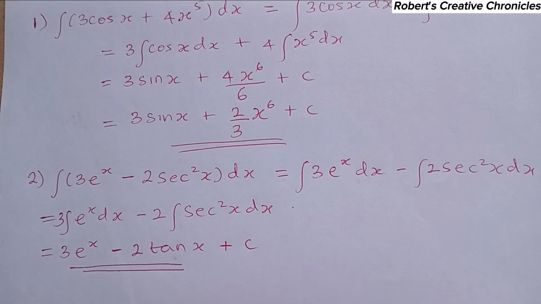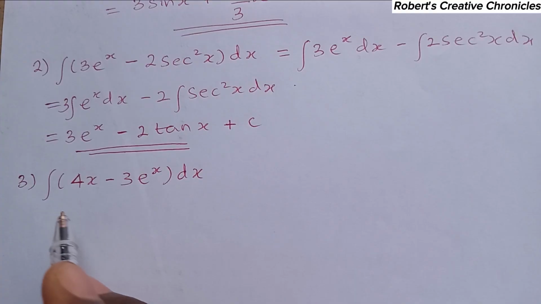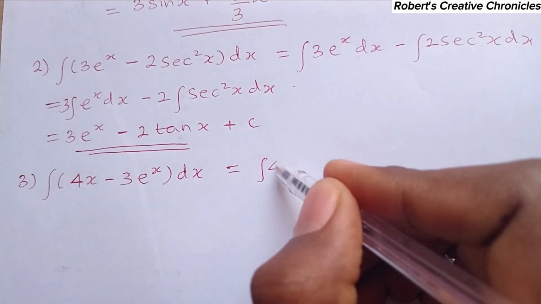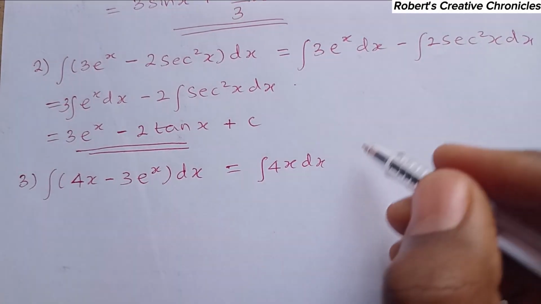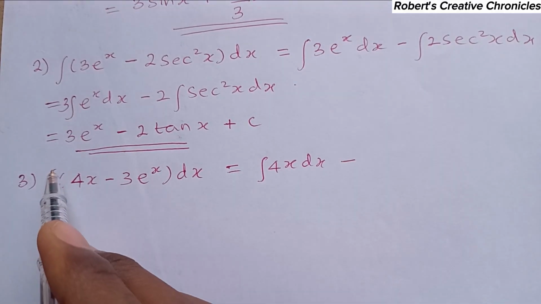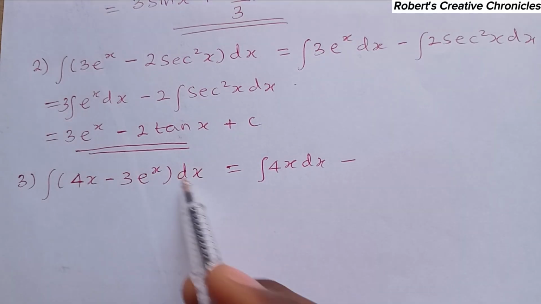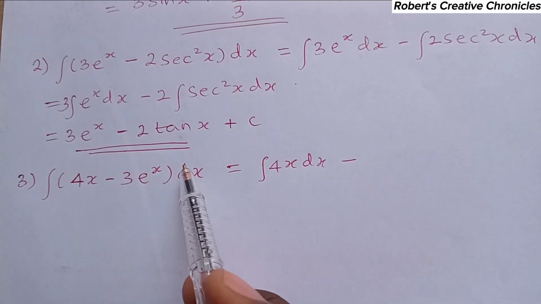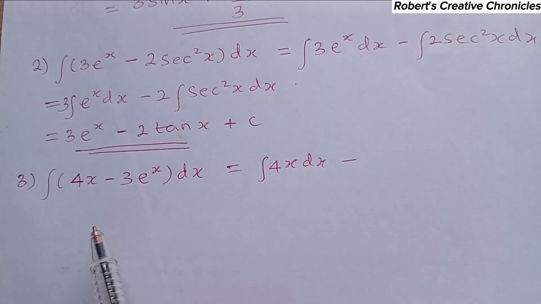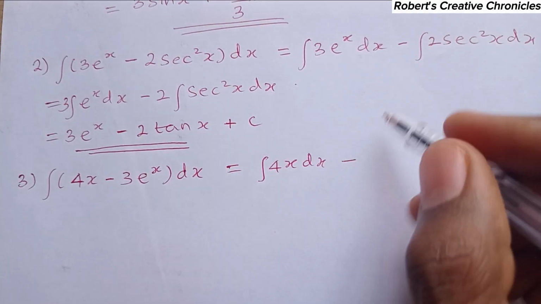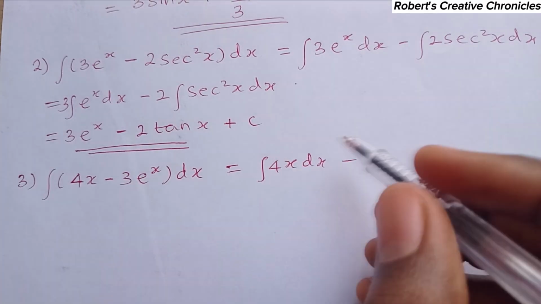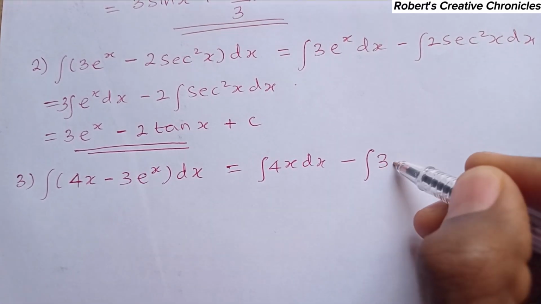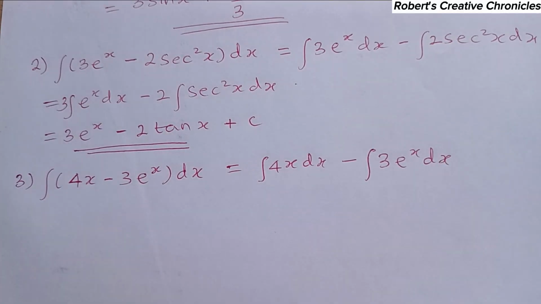Then let's move to the third one. So here is the third integral. We also use the same method. It becomes integral of 4x dx minus, because we're opening this bracket, this integral times this 4x, and this dx will times here. So we are multiplying both the integral and dx by each of these functions. That's why it's integral of 4x dx minus integral of 3 exponential x dx.